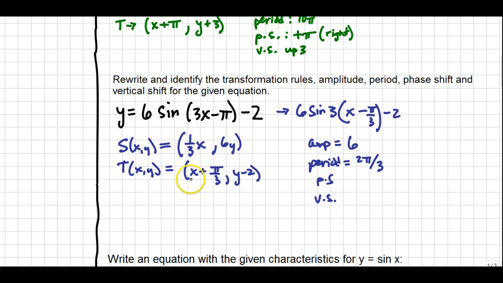The phase shift is the horizontal shift. It's moving to the right pi over 3, or you could say positive pi over 3. I like saying to the right because that way I know which direction to go if I were to graph this. And then lastly, the vertical shift is going down 2.